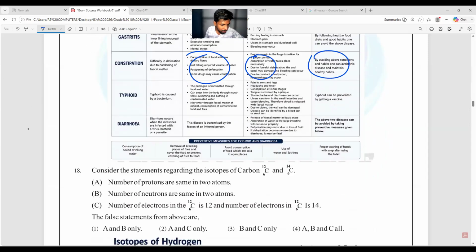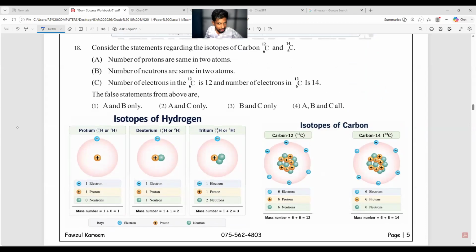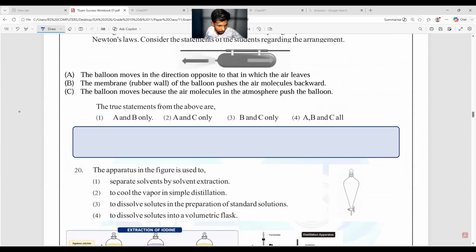Okay. Question number 18 was related to the isotopes. We have learned the characteristics of the isotopes. Okay, so these are the things that we have learned.